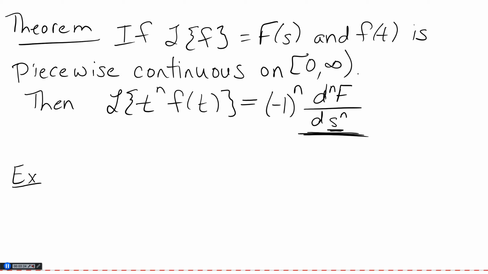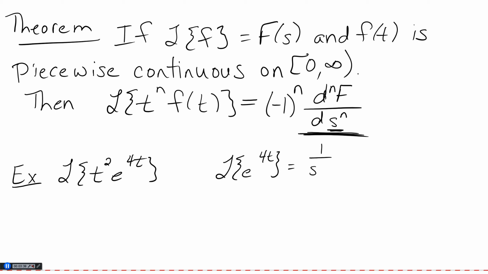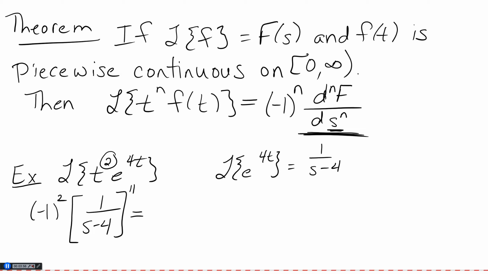So for example, what if I wanted the Laplace transform of t squared e to the 4t? Well, I know the Laplace of e to the 4t is 1 over s minus 4. This is t squared, so I'm going to take negative 1 squared times the second derivative of 1 over s minus 4 with respect to s. So the negative 1 doesn't matter, it's going to go away.